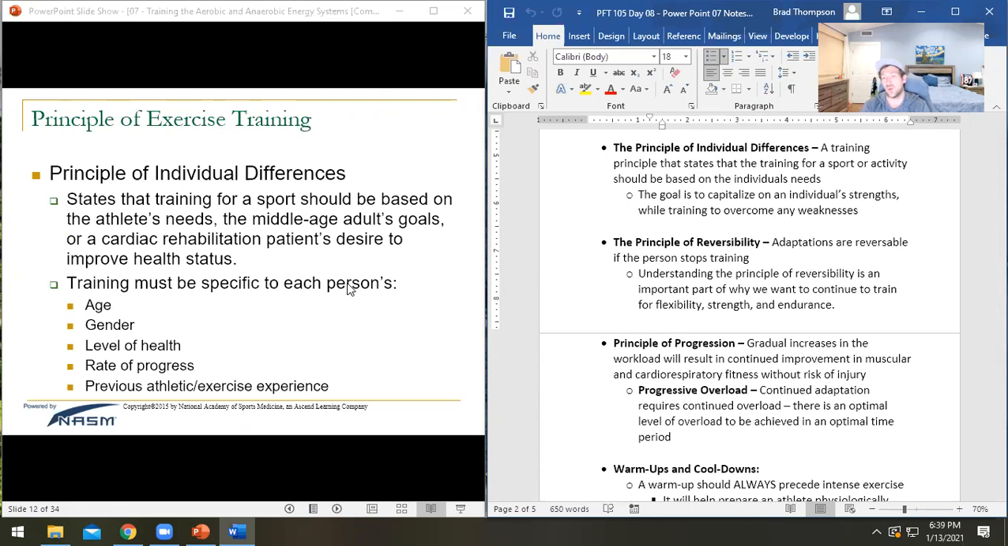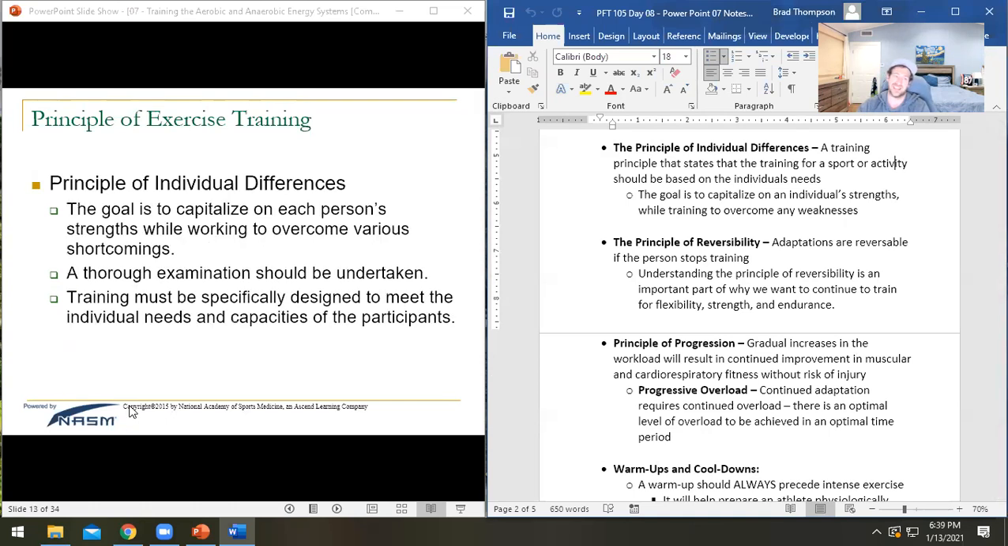All right. So next one, this one is actually kind of silly. This one's not even in your real book. But the principle of individual differences, in my opinion, if you are applying the principle of specificity properly, you really don't have to worry about this one. But this is a training principle that states training for a sport or an activity should obviously be based on a client's individual needs. So the idea here is that when you are writing a program, you do want to capitalize on someone's strengths and you want to try to overcome any of their weaknesses. So make sure that you are paying attention to their age, their gender, their level of health, how quickly they're progressing, and then any other previous athletic experience they have, right? So, that's the individual differences there.